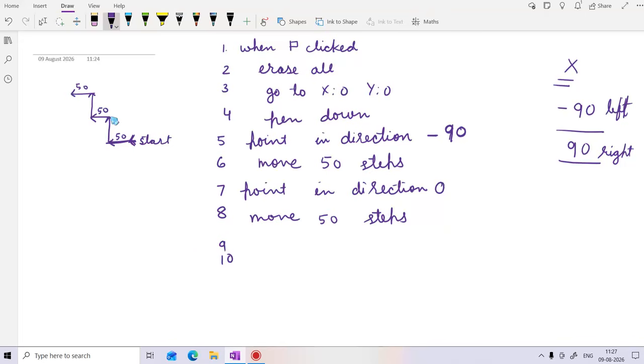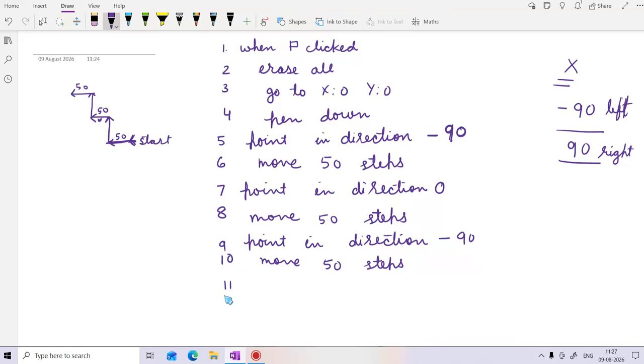So in this what is happening? We are going to catch hold of this line. Okay, that is the third line. In this again what is happening? It's going to the left. So point in direction. Right. Point in direction. It will be minus 90 and then move 50 steps. Right. So this is the way how you have to do.